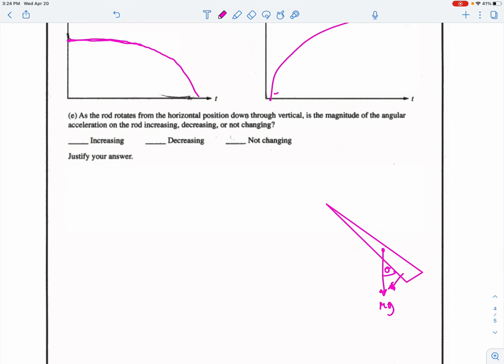All right, part E. As the rod rotates from the horizontal position to the vertical, is the magnitude of the angular acceleration of the rod increasing, decreasing, or not changing? It would be decreasing, I think. The reason is, as I explained before, the torque being produced will be less because the force is less. And since the torque equals I alpha, if the torque is going down, then alpha is going down, because the moment of inertia isn't changing. So if this reduces, then this reduces.